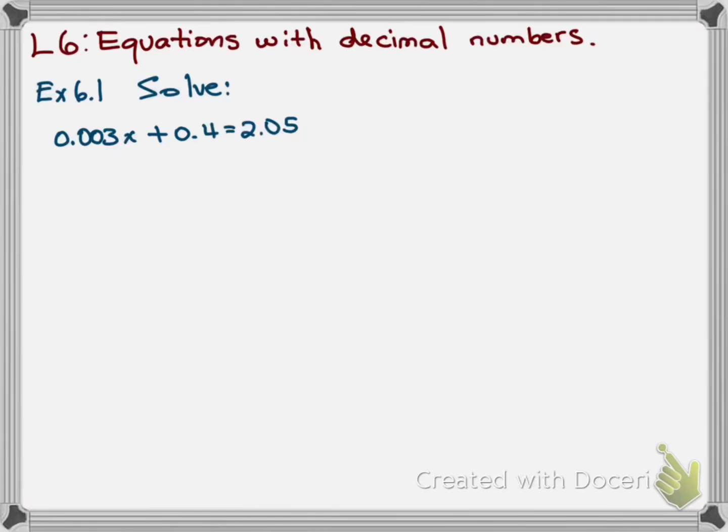Hello, today we're going to do lesson 6, equations with decimal numbers. Very easy lesson. Example 6.1 asks us to solve. Remember, when they ask to solve, it is to leave the x by itself so we can find the value. In this case, the easiest way to do this is to get rid of the decimals.